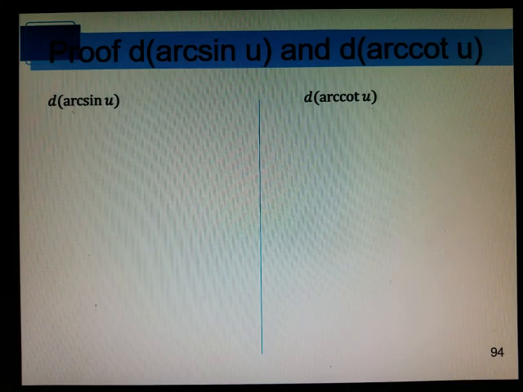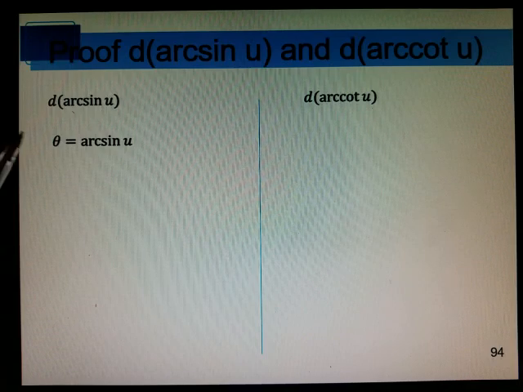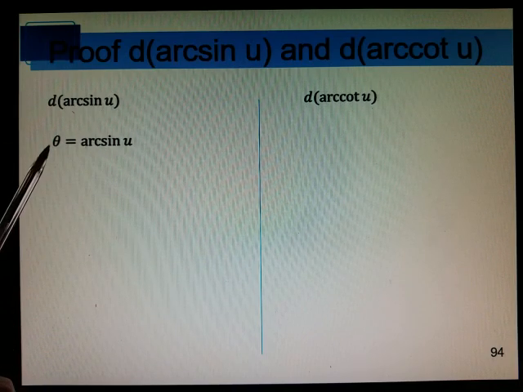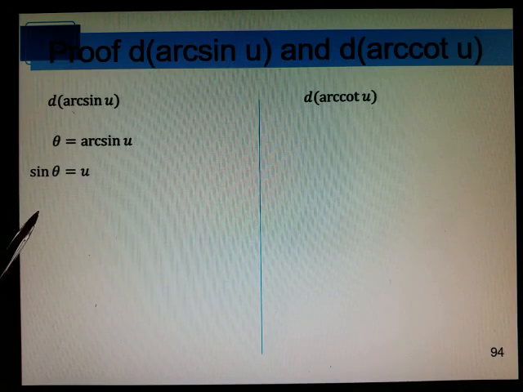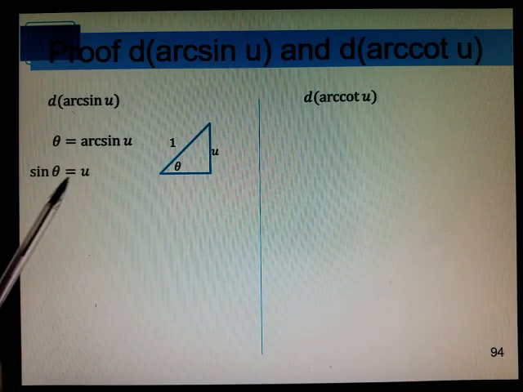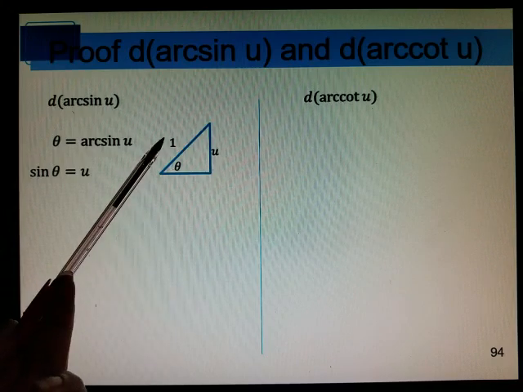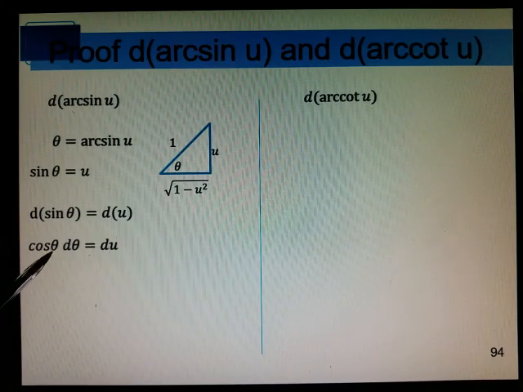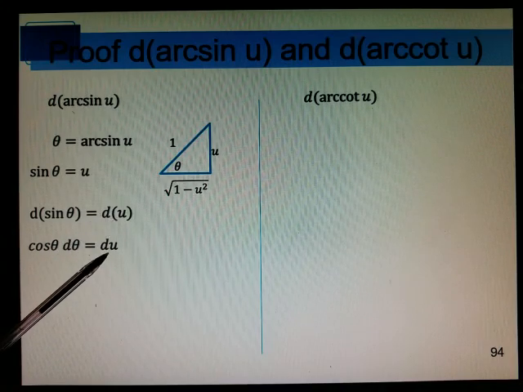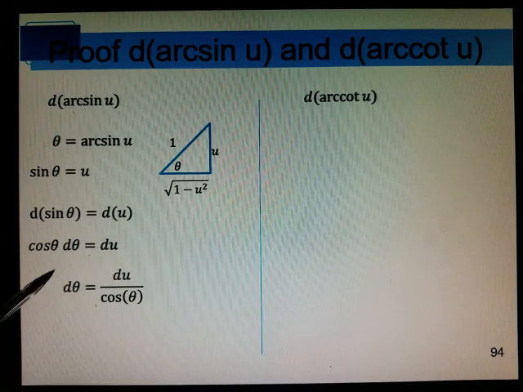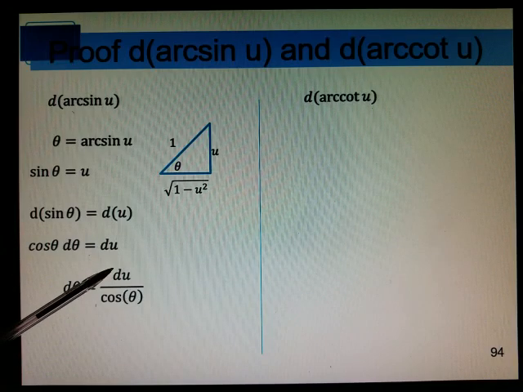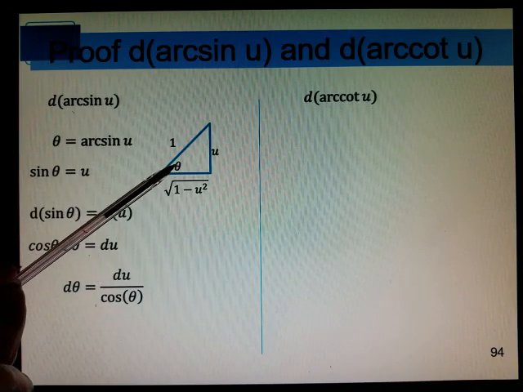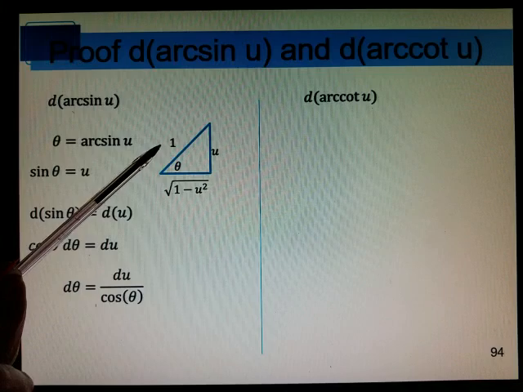So what if I want the derivative of the arc sine of u? We're going to let theta equal the arc sine of u first. This says the sine of some angle equals u. Well, the derivative of the sine is the cosine of theta, or I could look at the picture. The sine of theta is u over 1. Got my Pythagorean theorem. Now, the derivative of the sine is the cosine of theta d theta. The derivative of u is du. So if I divide by cosine theta, it's du over cosine theta. But the cosine of theta is that square root over 1.